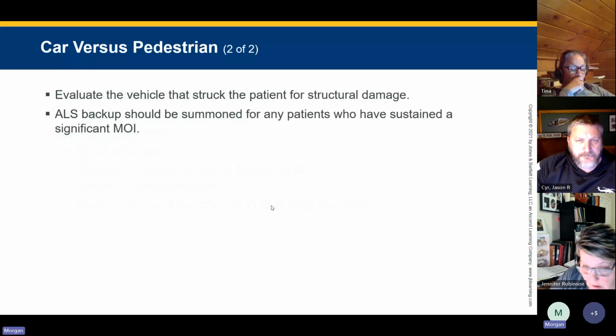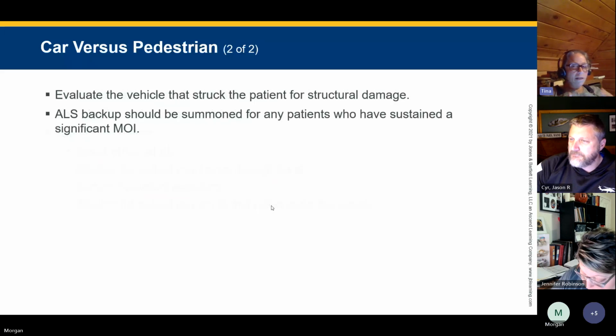Evaluate the vehicle that was struck for damage, because you're going to be able to see where the patient hit. If somebody got run over by the front of the vehicle and hit the bumper, they're going to have more significant injuries on the tibia, and then working their way up to where they fell, probably ribs. I don't understand why we would be evaluating the vehicle. If we're working on a patient with life-sustaining injuries, I don't understand how you would work that into your assessment.